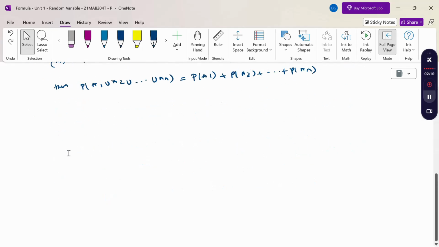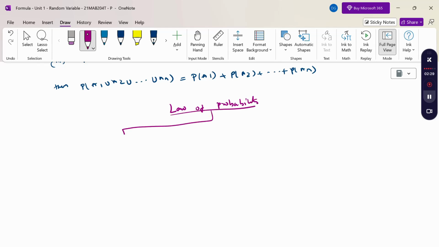And then the laws of probability. What are the laws? The addition law and the multiplication law.